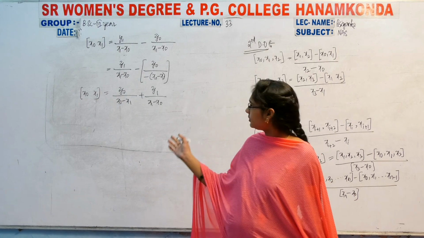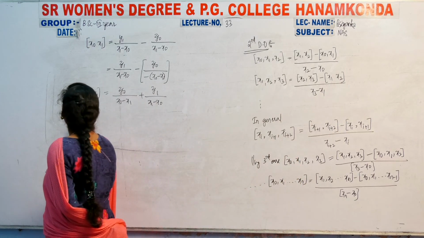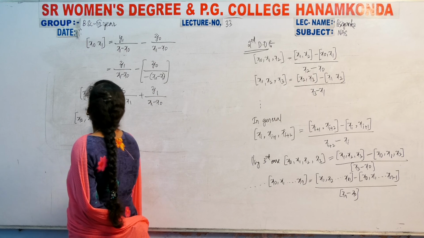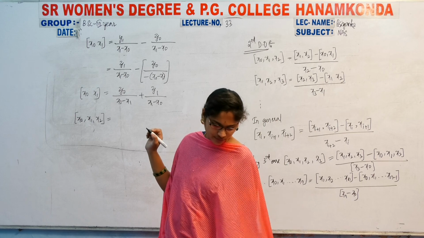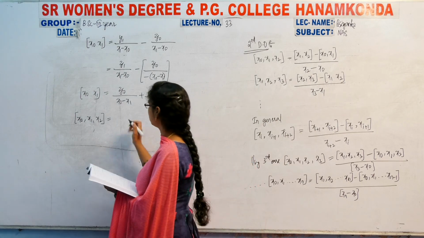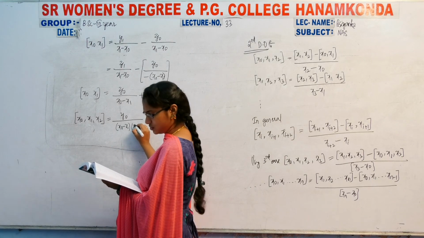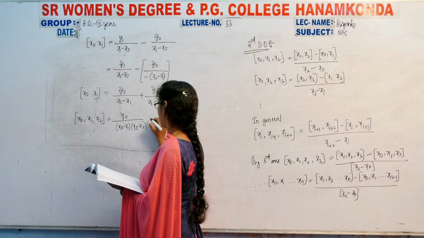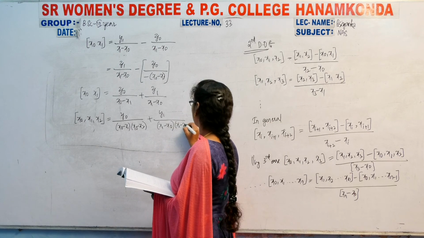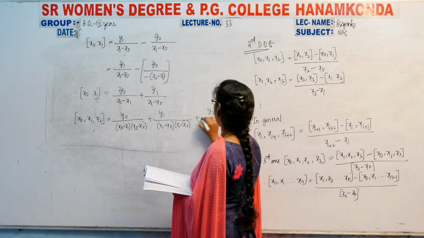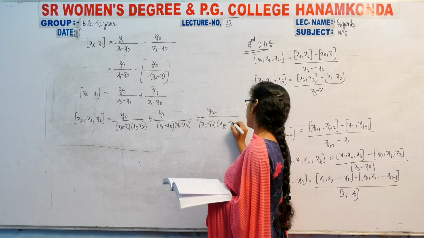Okay, so similarly, write as it is. Similarly for the second divided differences, here we have y0 by x0 minus x1 into x0 minus x2, plus y2 by x2 minus x0 into x2 minus x1.